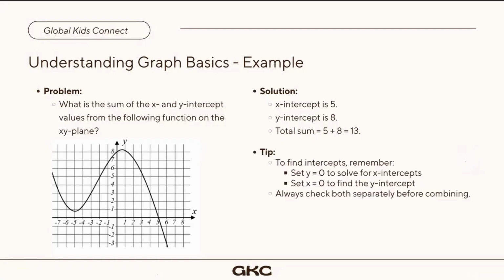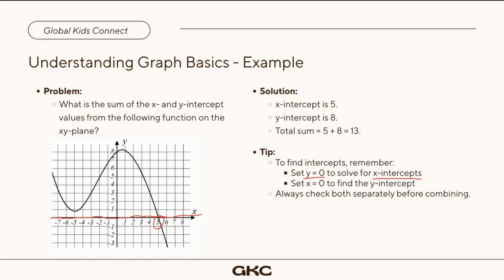The solution is as I explained, and then a couple of tips. For finding the intercepts, make sure to remember that when finding x-intercepts, set the y value as 0. For example, the y is 0 at any of these points right here. We can see that the graph has a y value of 0 when it has an x value of 5, which represents the x-intercept.